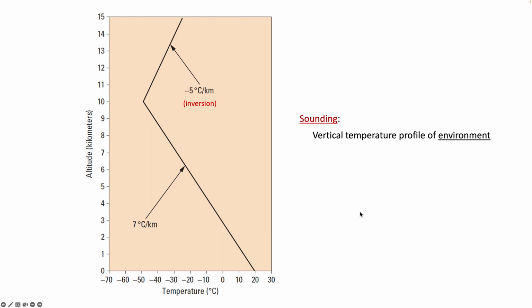So a sounding is just the vertical temperature profile of the environment. The rate of temperature change in the environment is not a constant. Our adiabatic lapse rates, our moist and our dry rates, are constant values. But in the environment, the rate of temperature change is not a constant.